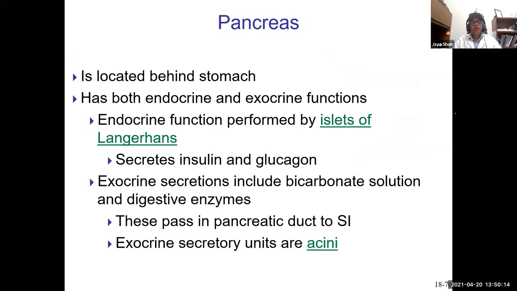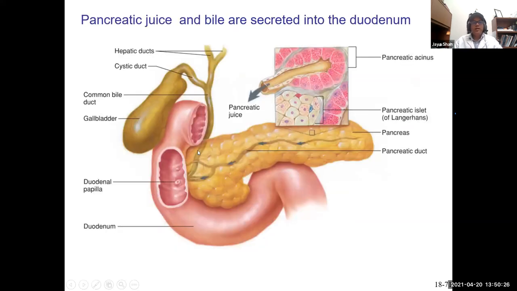Pancreas is located behind the stomach, and pancreas is a mixed gland. That's why it has both endocrine and exocrine functions. So let's see the pancreas. This is the pancreas here. It is connected to the duodenal papilla through the main and accessory pancreatic duct.